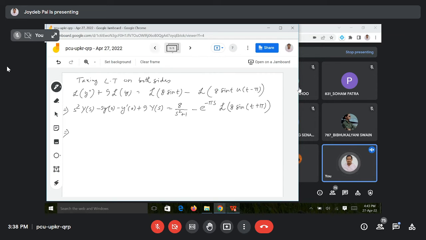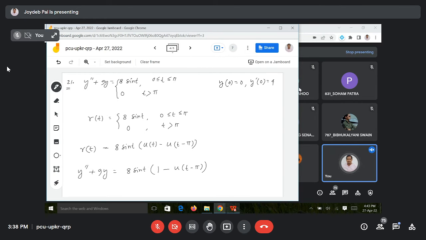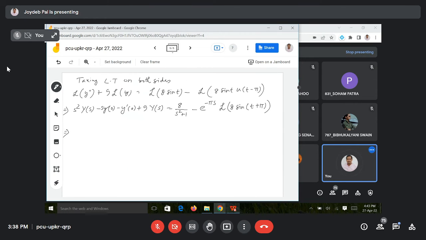So y(0) is 0 and y'(0) is 4. So s² Y(s) minus 0 minus 4 plus 9 Y(s) is 8 divided by s² plus 1 minus e to the power minus pi s. And you tell me what is the Laplace transform of this sin(t+pi). That means it is in which quadrant? Actually third quadrant, no?